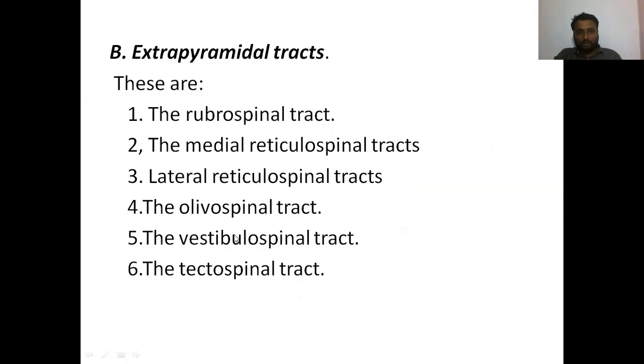Now extra pyramidal, what are they? Rubrospinal, starting from the red nucleus to the spinal cord. Then reticulospinal tracts: one is medial reticulospinal, the other is lateral reticulospinal. Then another tract starting from the olivary nucleus, known as the olivospinal tract. Another tract starting from the vestibular nucleus is known as the vestibulospinal tract. Then the last one, the tectospinal tract. These are the other descending tracts: rubrospinal, medial and lateral reticulospinal, olivospinal, vestibulospinal, and tectospinal tracts.